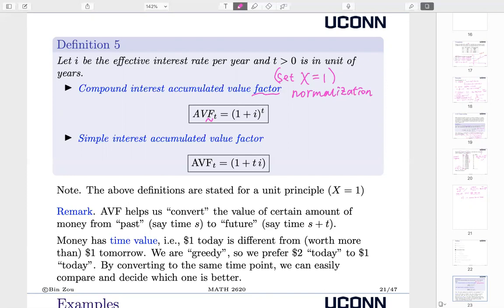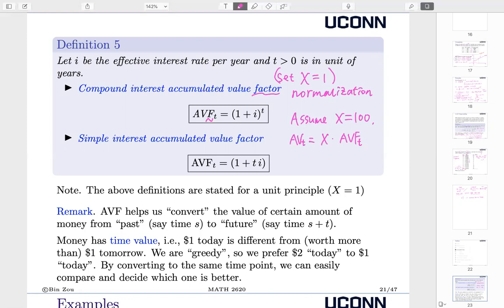So whenever you have a different principal, say my X now is not 1, let's put 100. So $100 at the beginning, okay? If I want to know my account value or accumulated value at any time t, all I need to do is to use my initial value times the factor. So basically, once we have AVF, we can easily get to any AV for any X. So that's rather simple, okay?